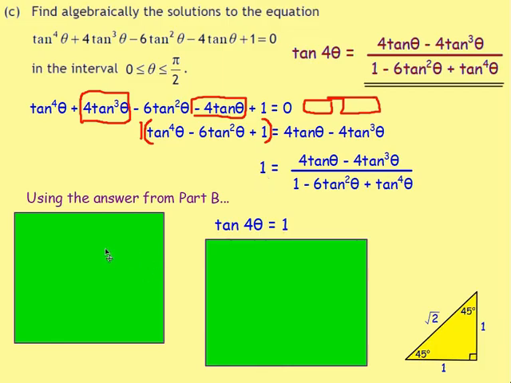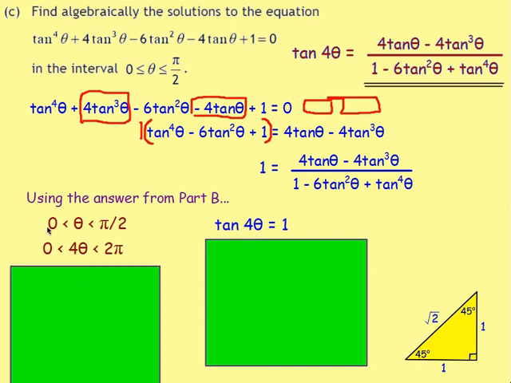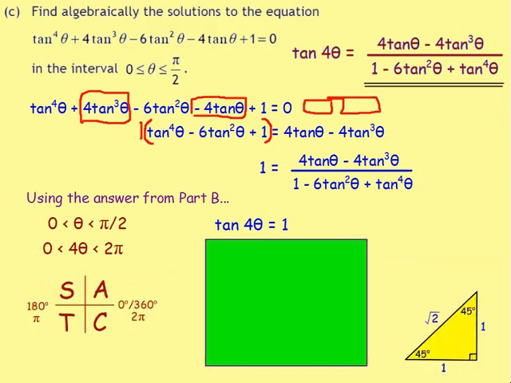After that, what do we do? Well, we're wanting to look at the question. We want to solve this for theta between 0 and pi over 2. But we don't have theta, we've got 4 theta. So if we multiply the limits here, 0 times 4 is 0, and pi over 2 times 4 would just be 2 pi. So we want all our answers between 0 and 2 pi.